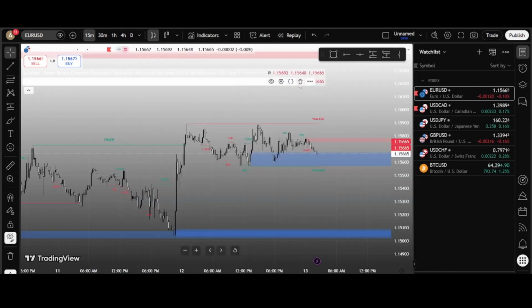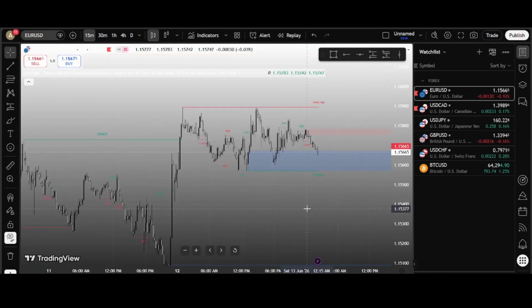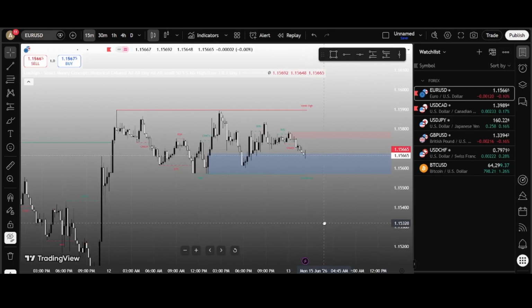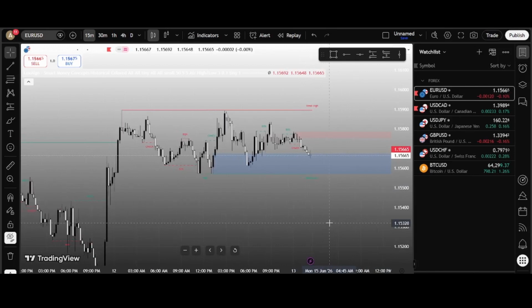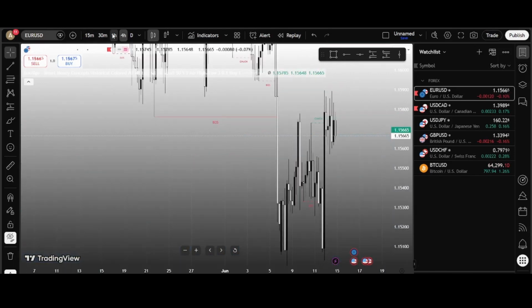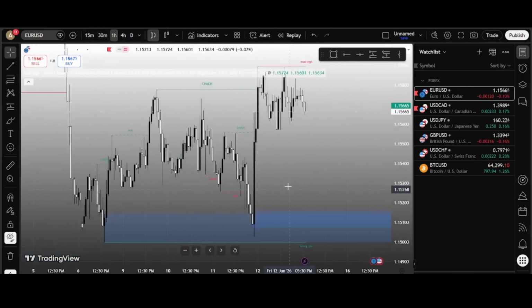and then automatically you're going to see break of structures, BOS, change of character, CHOCH. Everything is already applied onto your chart, and this is working on all different time frames. Now let's check why it works.